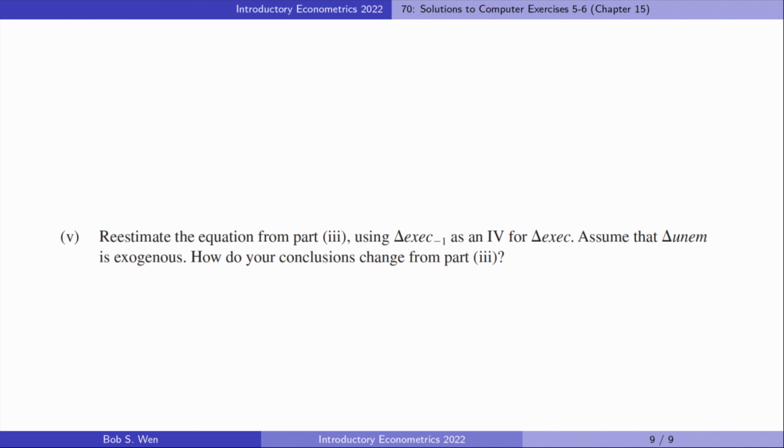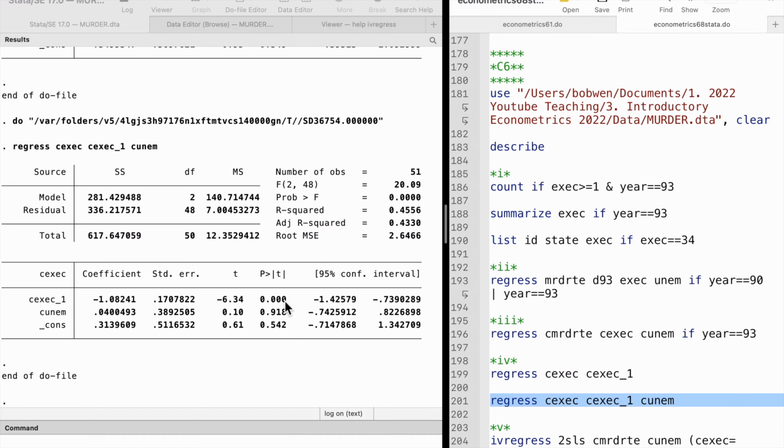In part 5, we estimate the equation from part 3 using the last period's delta execution as an IV for the current delta execution. Assume that delta unemployment is exogenous, how do your conclusions change from part 3? The estimate is similar to that using the first differencing method.